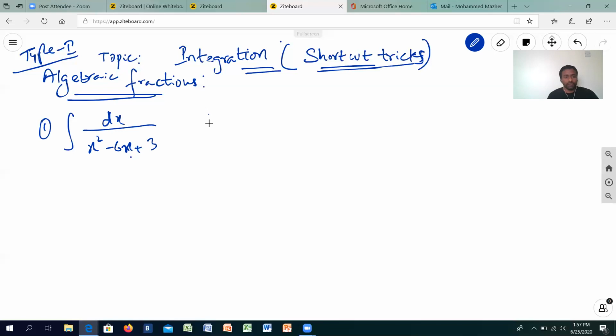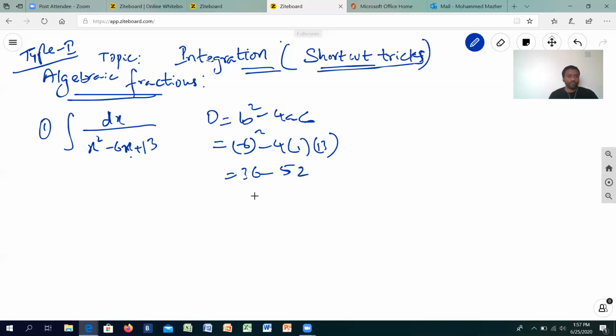Now let me calculate the d first. b square minus 4ac: my b is negative 6, so 36 minus 4 times 1 times 3, which is 4 times 13. 13 fours are 52, and upon this one it is giving me negative 16. So basically my discriminant is less than 0. As I told you, whenever we have algebraic fractions, we are doing type 1. Either you have to check whether it is greater than or less than, and accordingly the formula is different.